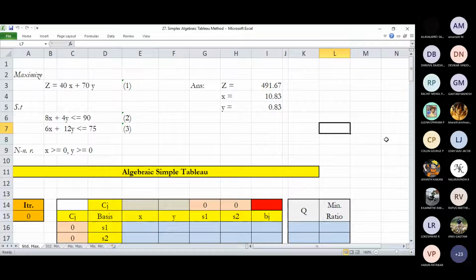We'll be looking into two problems: the standard maximization case and the standard minimization case. Then I'll give you two problems on mixed constraints. One is mixed constraints in maximization and the other is mixed constraints in minimization. So you can solve that using the concepts which you will learn in a couple of minutes. And it's pretty simple and pretty straightforward.